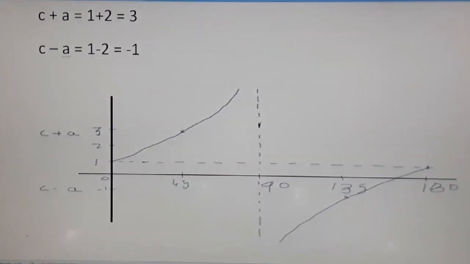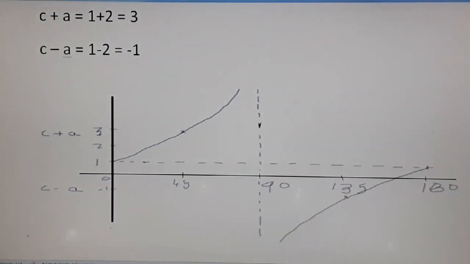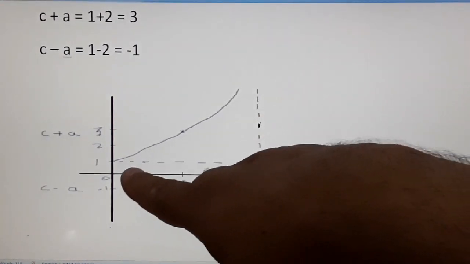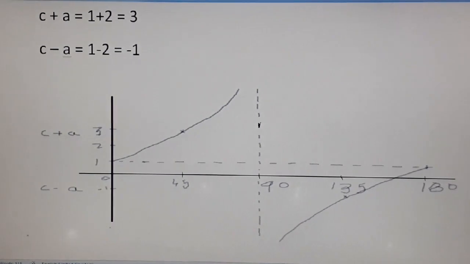Similarly, you can see another horizontal dotted line. It is representing the axis of the curve. C is 1, so y equals 1 is the axis of the curve. C plus a is 3, so we will have 1, 2, 3 on the vertical axis, and c minus a is minus 1, so here we have minus 1.